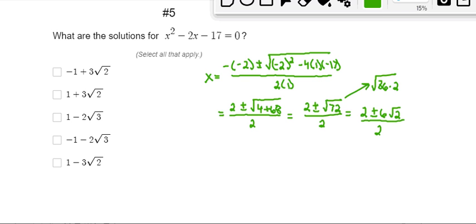Already we see we can eliminate those two choices. Now let's look at our fraction here. 2 divided by 2 is 1, plus or minus 6 divided by 2 is 3. So we have our conjugate pair, 1 plus or minus 3 square root of 2. So we have 1 plus 3 square root of 2, and 1 minus 3 square root of 2.